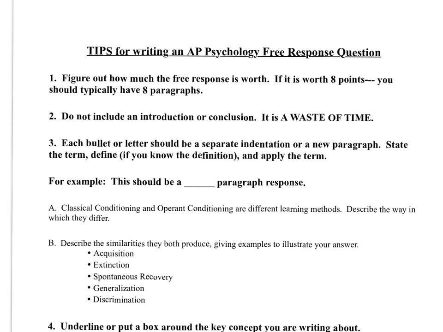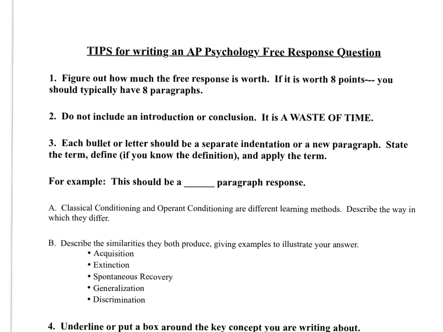Number 2, this is a little unusual. This is going to be hard for some of you who have done FRQs in other classes, but you don't have to write an introduction or a conclusion. There is no thesis statement. You're simply going to get the question and you're going to start writing. It truly is a waste of time.